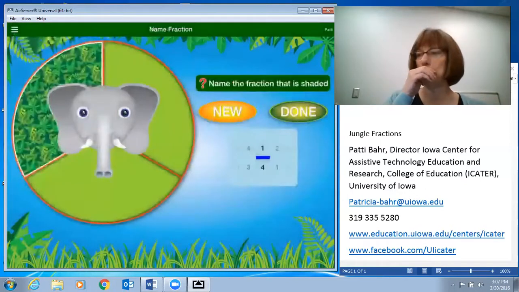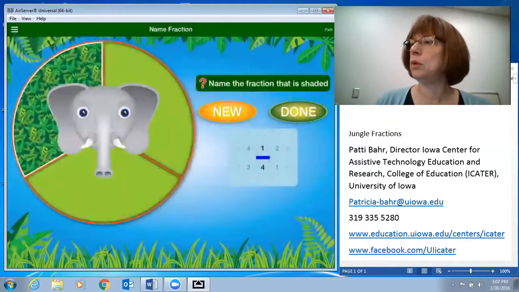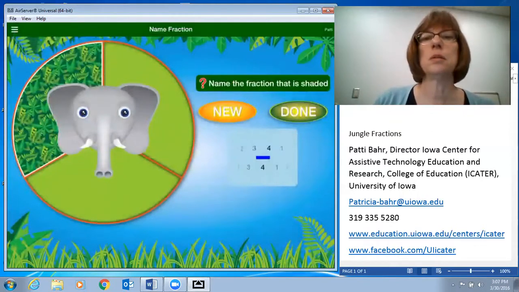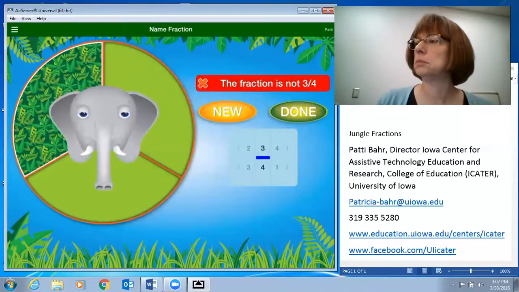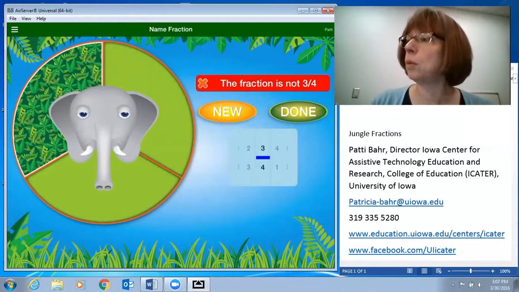Okay. So we're going to go from the Learner Center on up to this section that's name a fraction. You're supposed to name this fraction by moving this. This is the numerator and this is the denominator. So if I get it wrong, 3/4. But if I get it right, that's a 1/3.